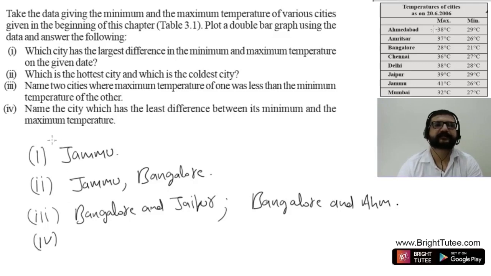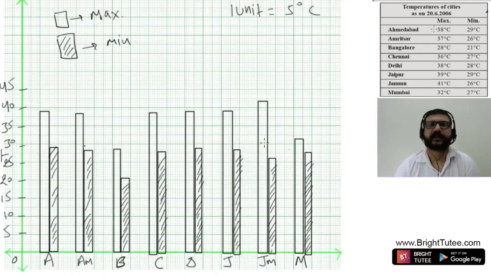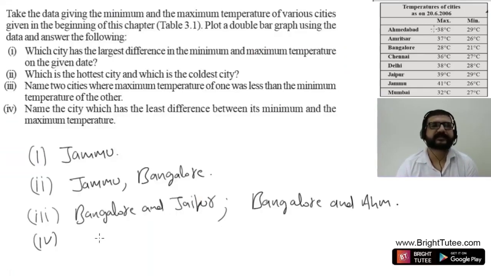Now the last question is, we have to tell the city which has the least difference between its minimum and maximum temperature. Now as we can see from the bar graph, the difference between the heights of the shaded bar and the unshaded bar is minimum for Mumbai. For every other city, it is higher than Mumbai. Therefore, the answer for this question will be Mumbai.